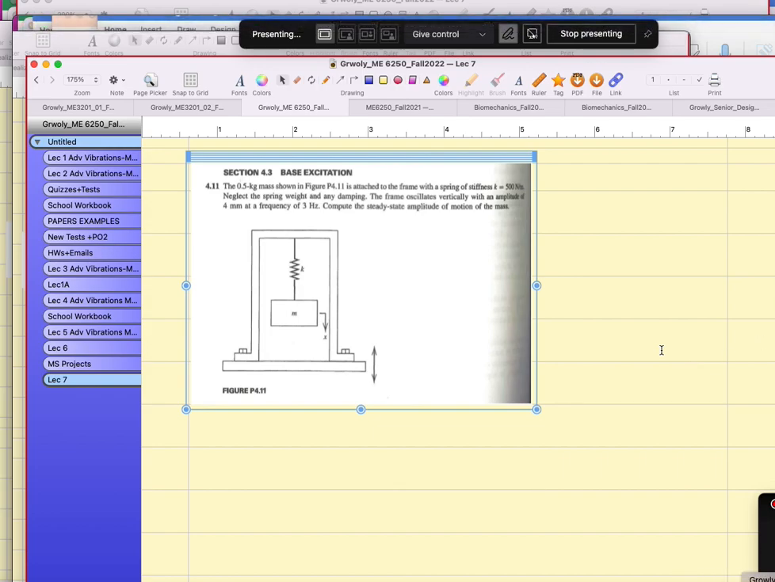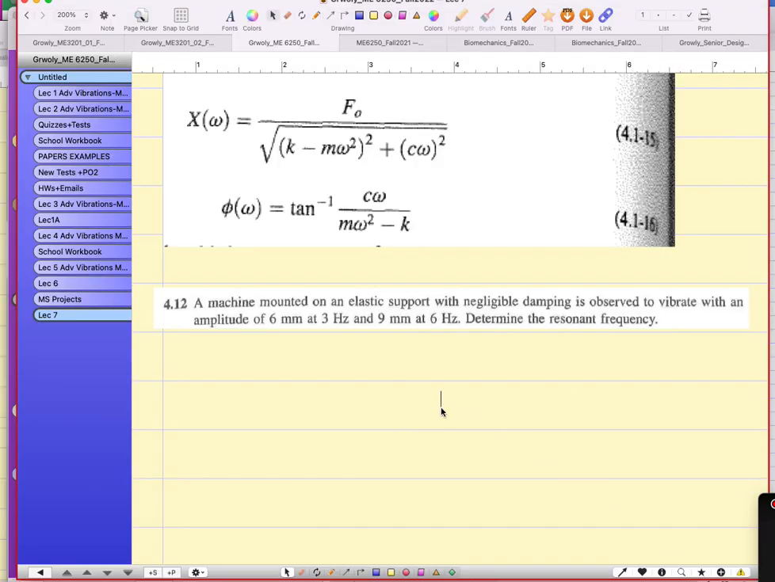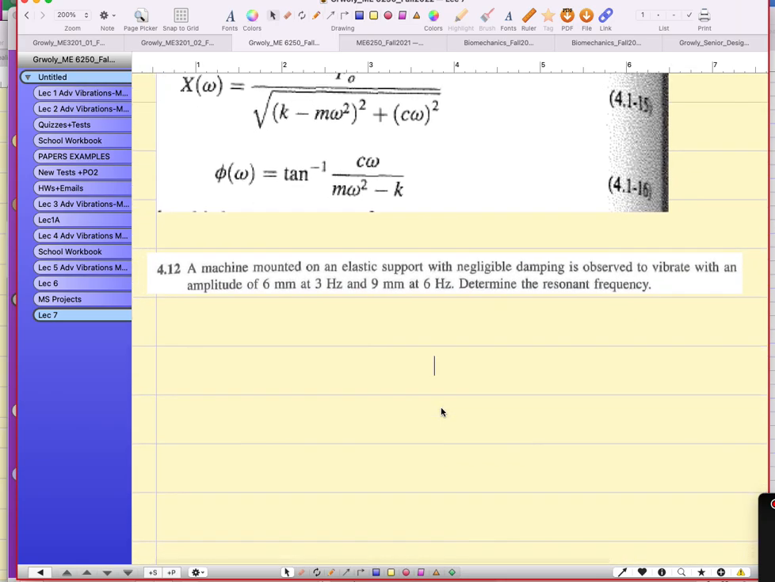So this is a machine mounted on an elastic support with a negligible damping. So in this case, zeta equals 0. Okay, so suppose this machine is mounted over here.